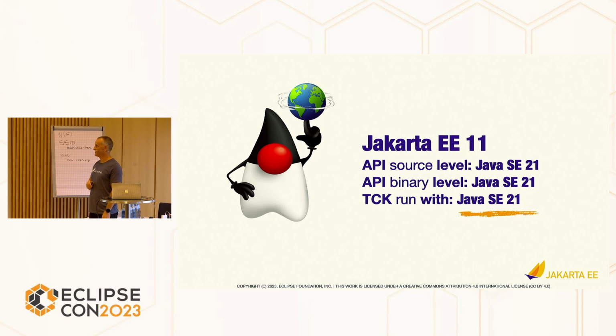Tomcat 11 is already on 21. Most of the implementations we have require 21. So if you want to upgrade from Tomcat 10 to 11, you have to go to 21. Most of the implementations we have in Jakarta 10 support 21, but they also support 17 and 11.